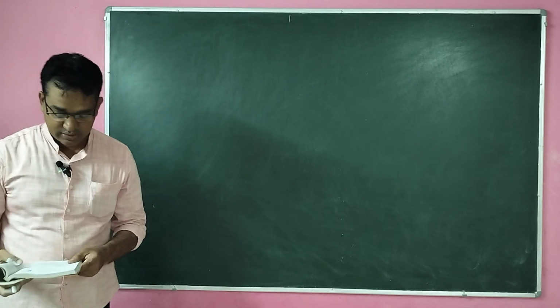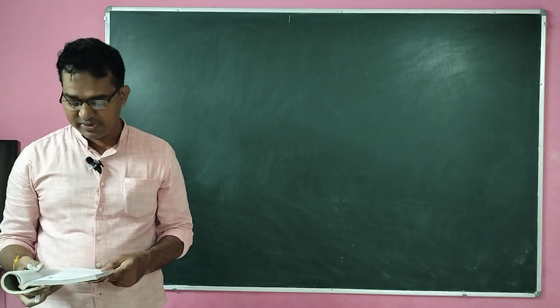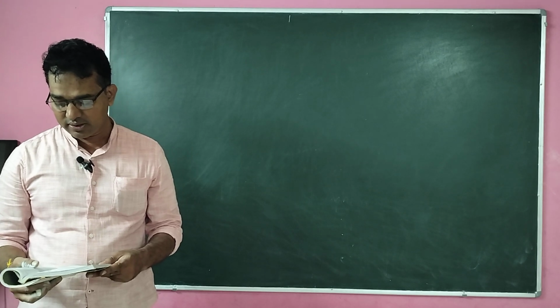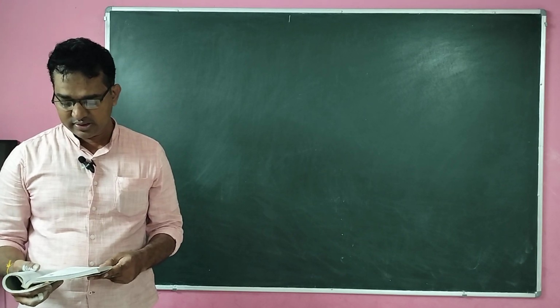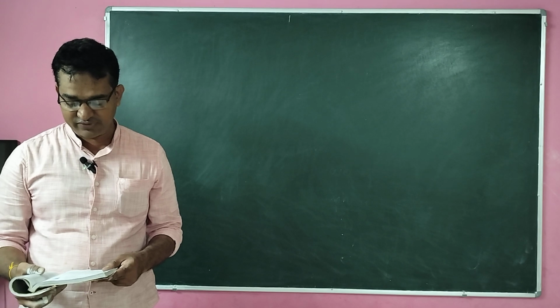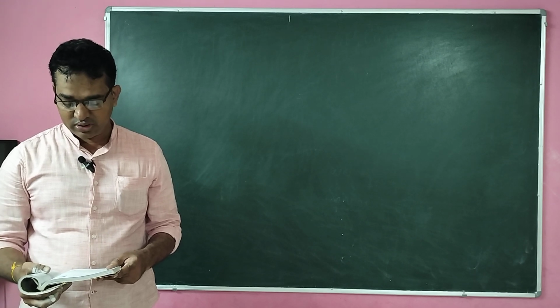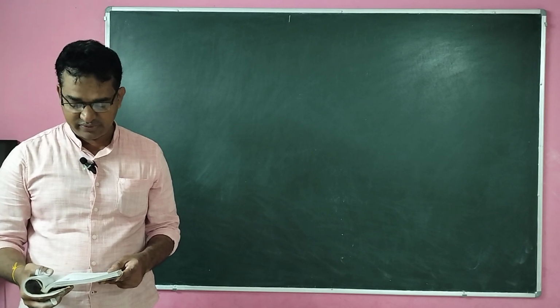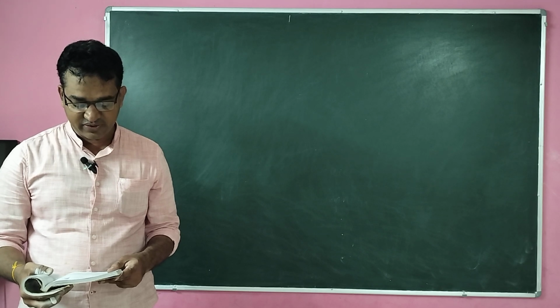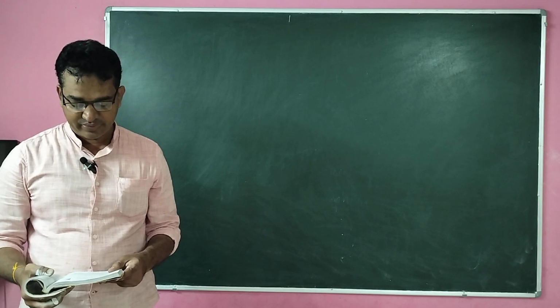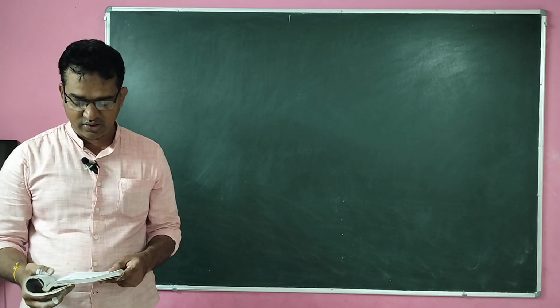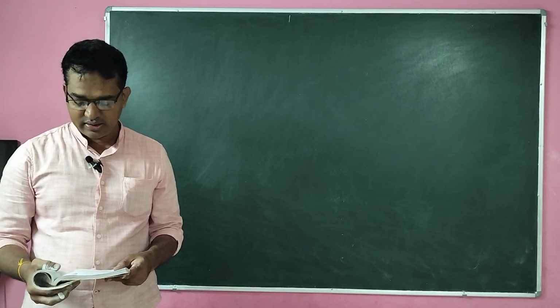Second question. A vessel is in the form of a hollow hemisphere mounted by a hollow cylinder. The diameter of the hemisphere is 14 centimeter and the total height of the vessel is 13 centimeter. Find the inner surface area of the vessel. The vessel is a combination of a hollow hemisphere mounted by a cylinder.